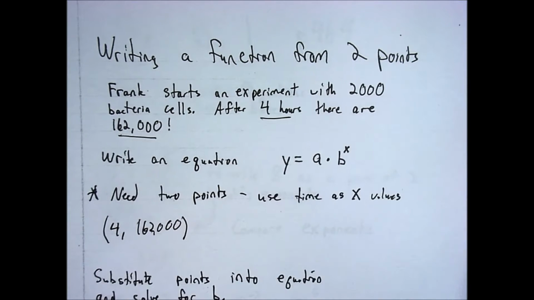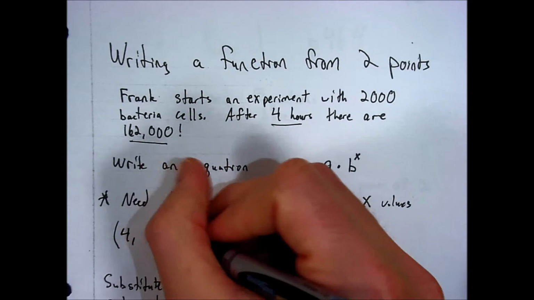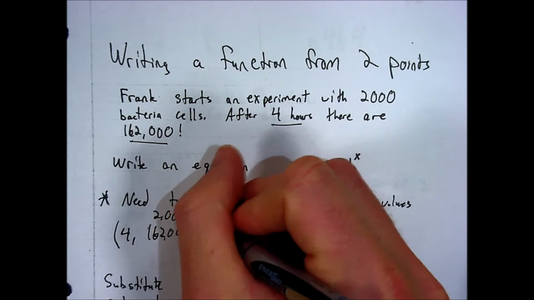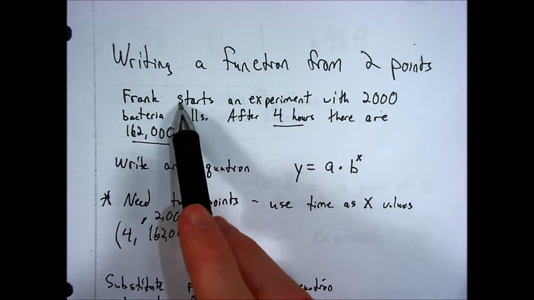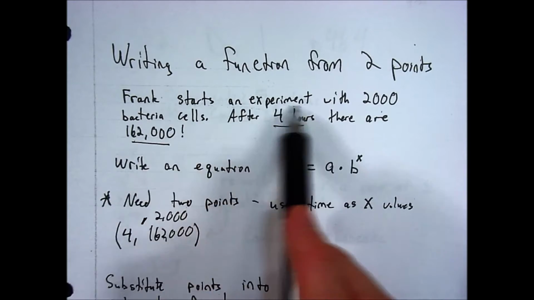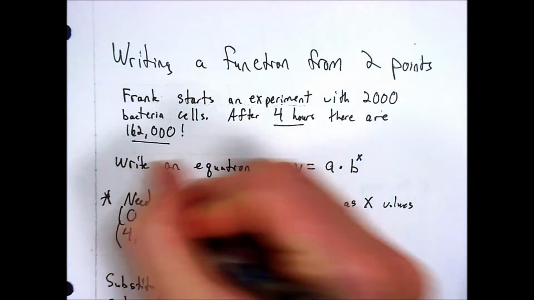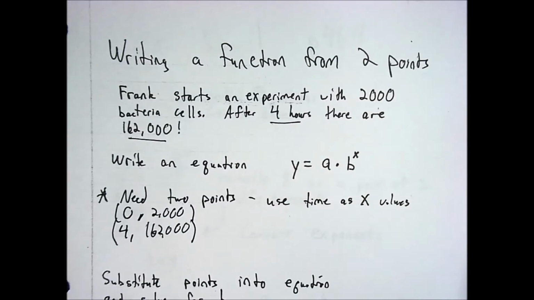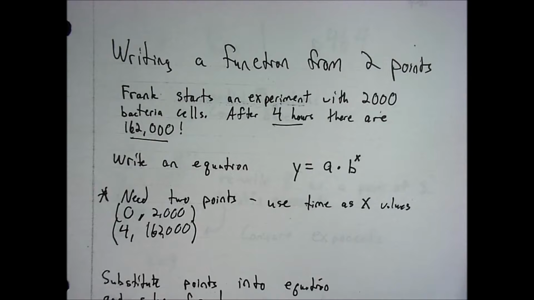The not so obvious one: the only other thing we have is 2,000 bacteria cells, but what's our time with that? It's when Frank starts the experiment, so no time has passed, so we're at time 0. So there's our 2 points.